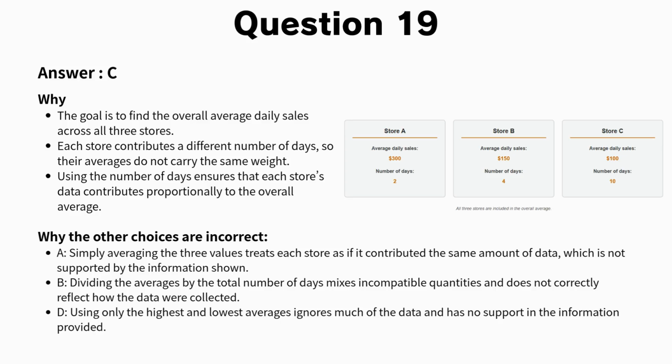Choice D uses only the highest and lowest averages, which ignores much of the data and has no support in the information provided. The weighted average method properly accounts for the different sample sizes, ensuring that stores with more data points have greater influence on the overall result, which is the most statistically sound approach.